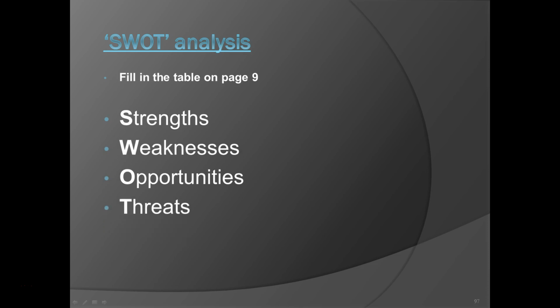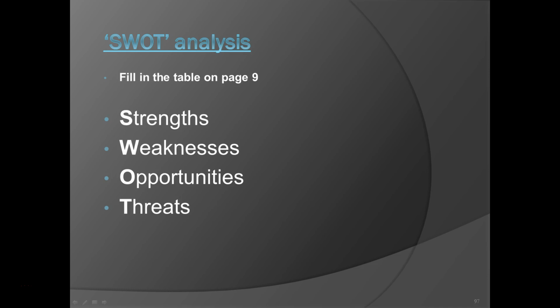Now, strengths is things you're good at. Weaknesses, things you're currently not good at. You should have a fair idea of what those are at the moment. And you can also have a look at the table on page 8 to help you with those. What are your strengths and what are your weaknesses? So have a go at filling in the boxes on page 9 there, and come back to the video or stick with the video.